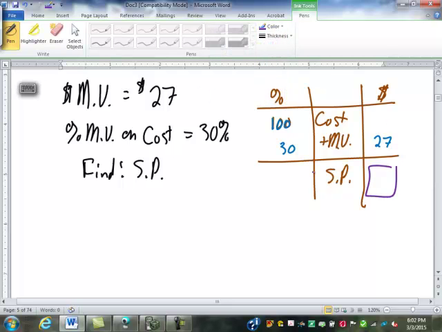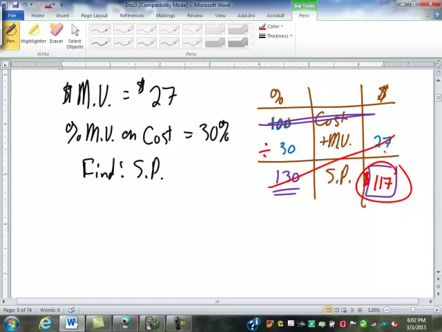Looking for selling price. So we can find it. We need to know this one. What is it going to be? Yeah, 100 plus 30 is 130. So we don't need the top row here. 130 times 27 divided by 30 is... careful... 117. There's the number I'm looking for. So the selling price is $117.